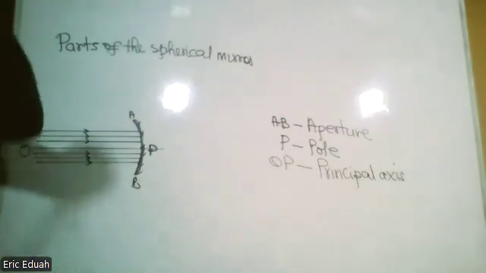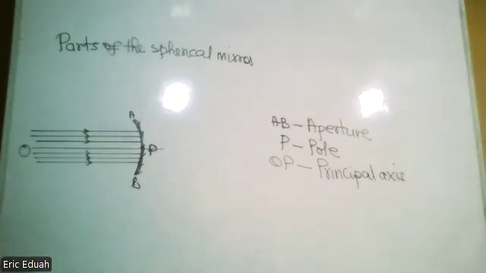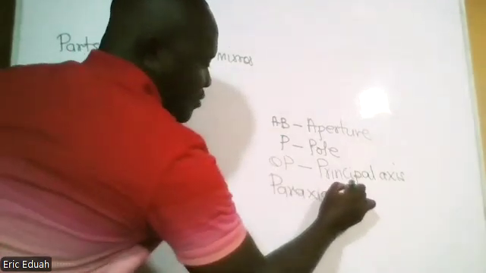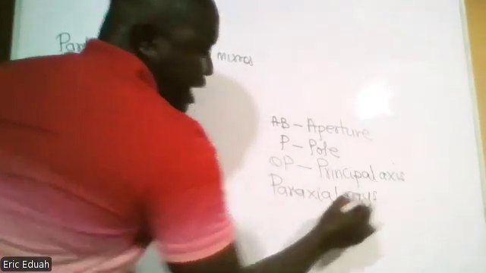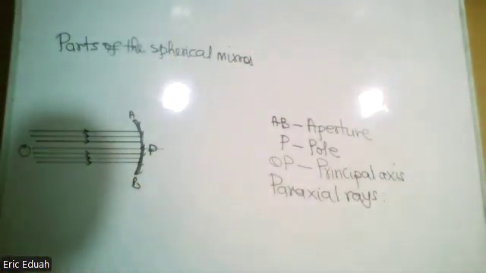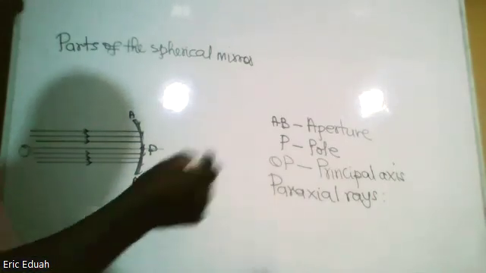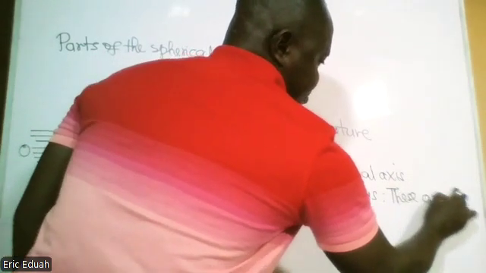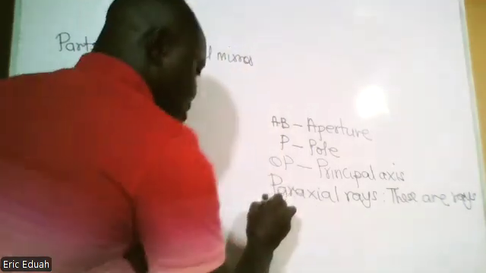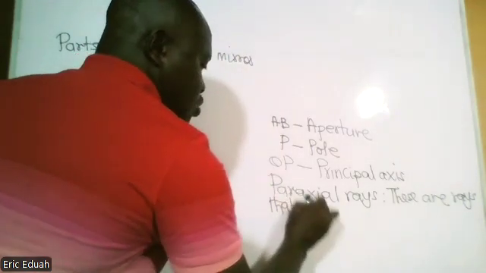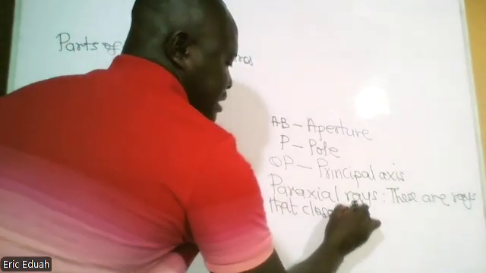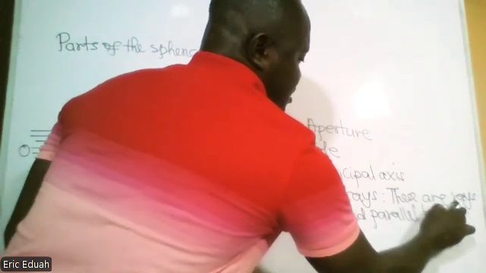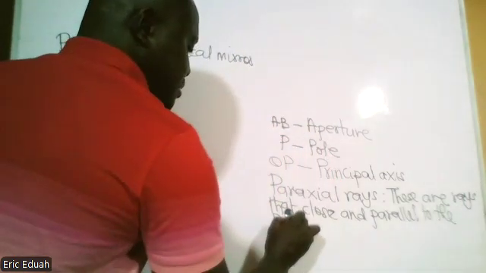Okay, so paraxial rays are rays that are close and parallel to the principal axis. These are rays that are close and parallel to the principal axis.